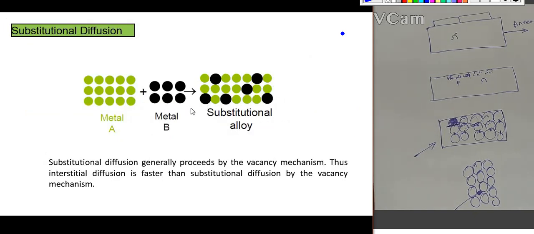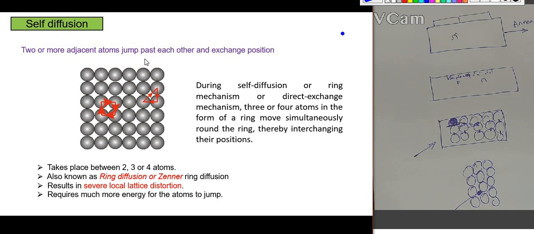Both the interstitial as well as substitutional alloys are formed by diffusion mechanisms. And the third one is self-diffusion. Two or more adjacent atoms jump past each other and exchange their positions. So here we can see a loop of atom exchange. Each atom exchanges its position with the adjacent atom. Okay, so such type of diffusion is called self-diffusion.